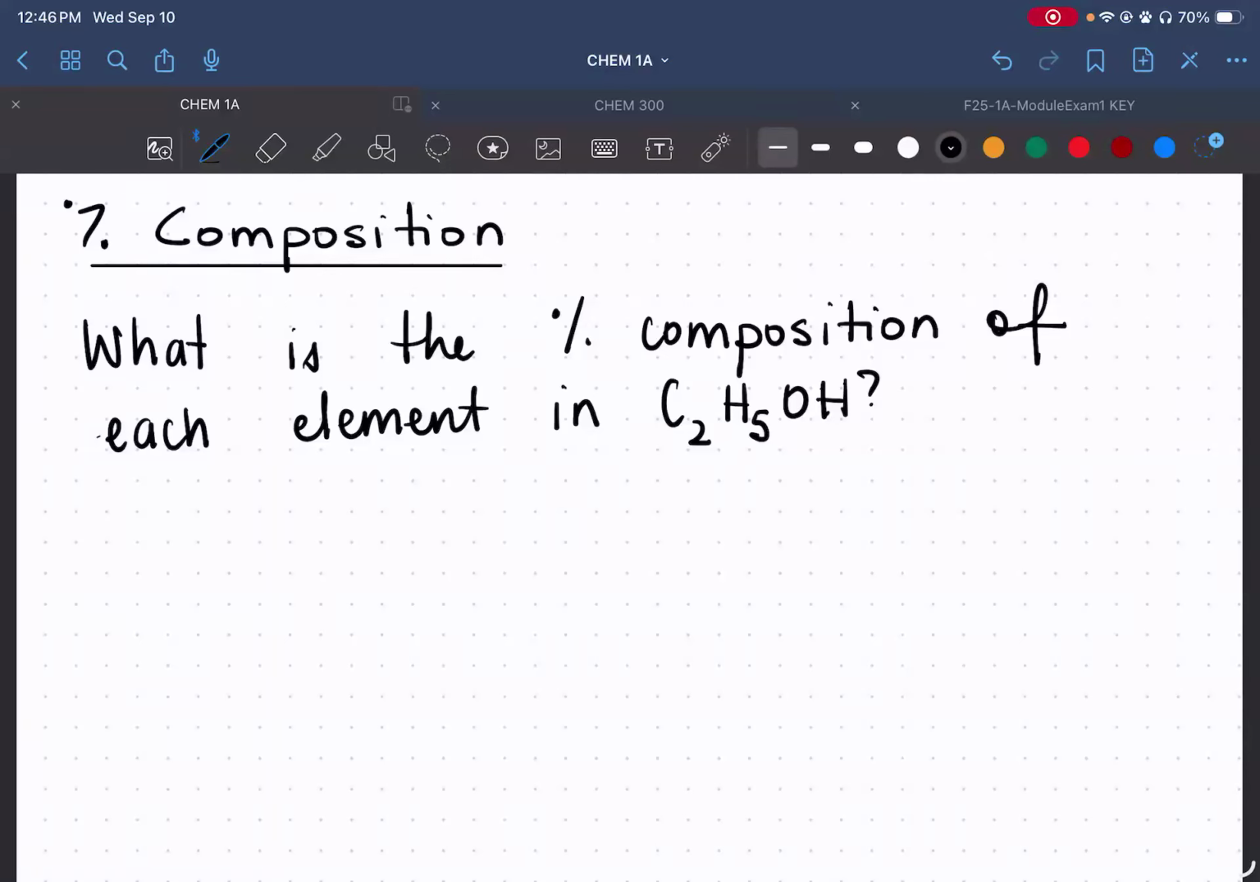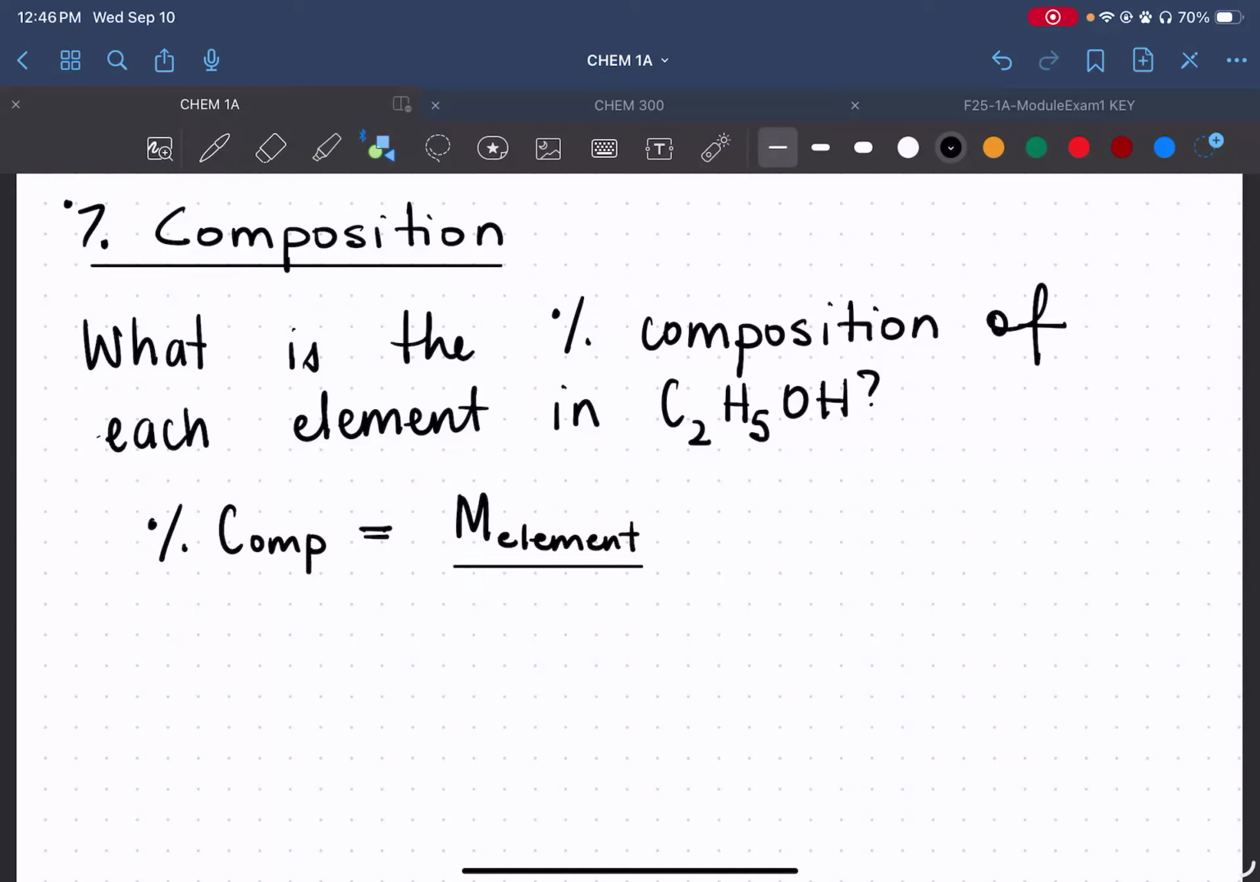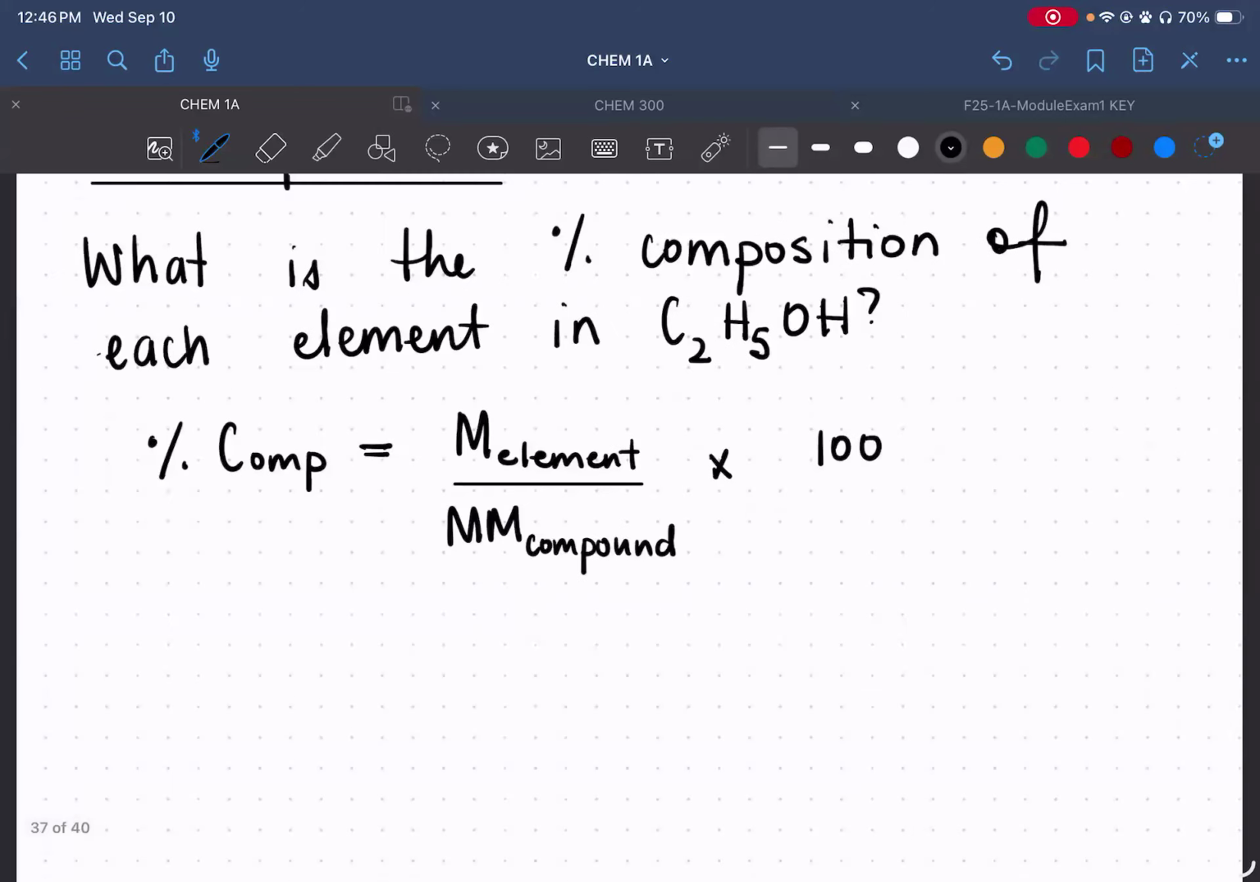The formula to determine percent composition, percentage comp, is equal to the mass of the element divided by the molar mass of the compound, times 100. So the first one we're going to do is the percentage of carbon present.